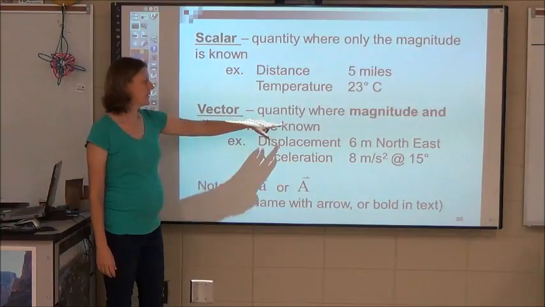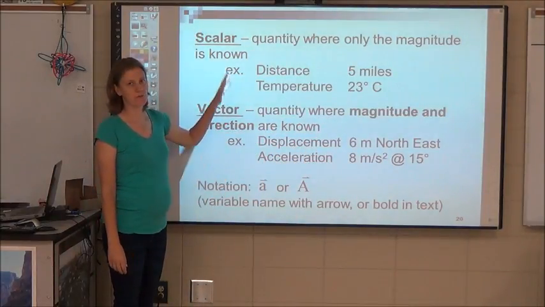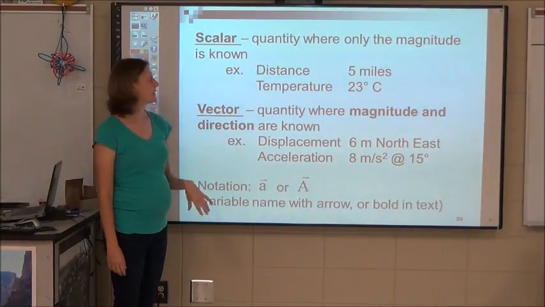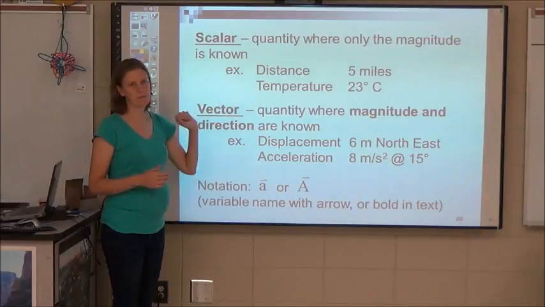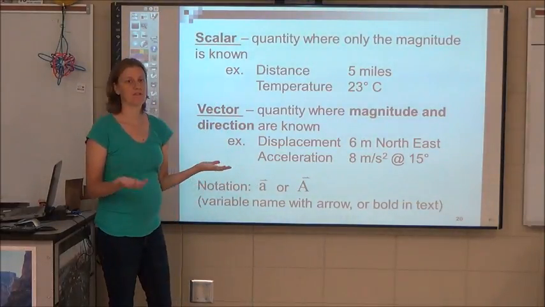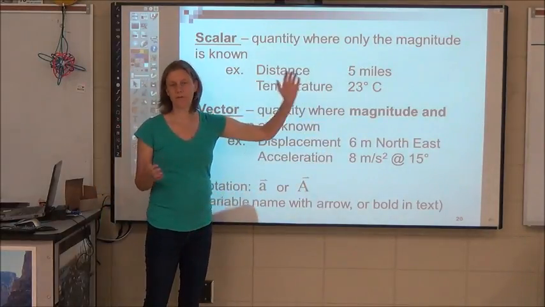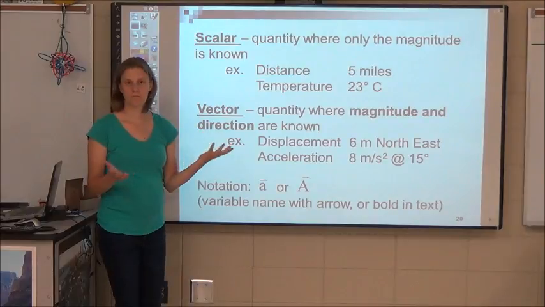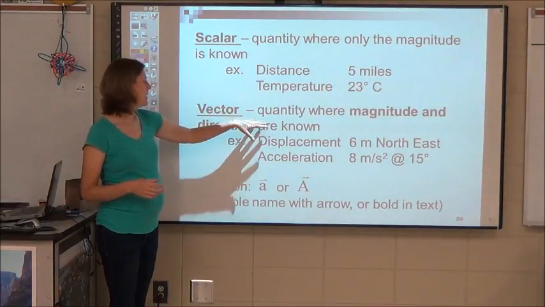A vector is a quantity where magnitude and direction are known, as opposed to a scalar, which is a quantity where magnitude is only known. So scalar examples would be like saying my house is 5 miles away. Okay, that's a scalar. It's just a value. The temperature in this room is 23 degrees Celsius. Just a value. We call that the magnitude, the amount.